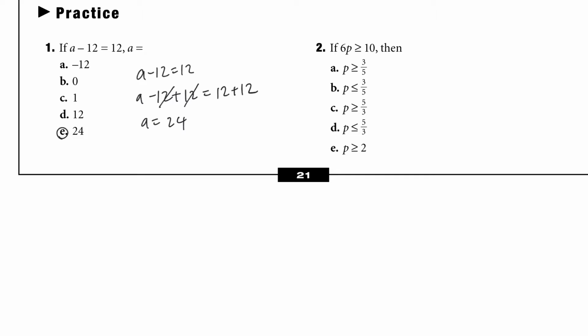If 6p is greater than or equal to 10, I want to isolate for p, so I want to divide both sides by 6 in order to get rid of the coefficient 6. And I have p is greater than or equal to 5/3.